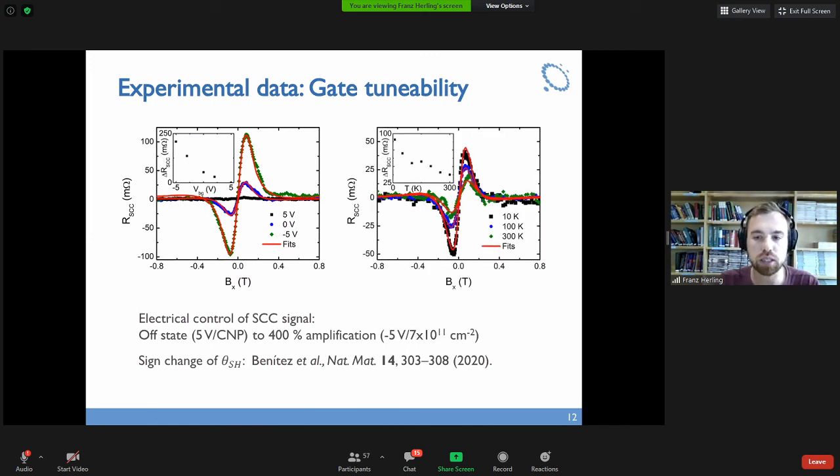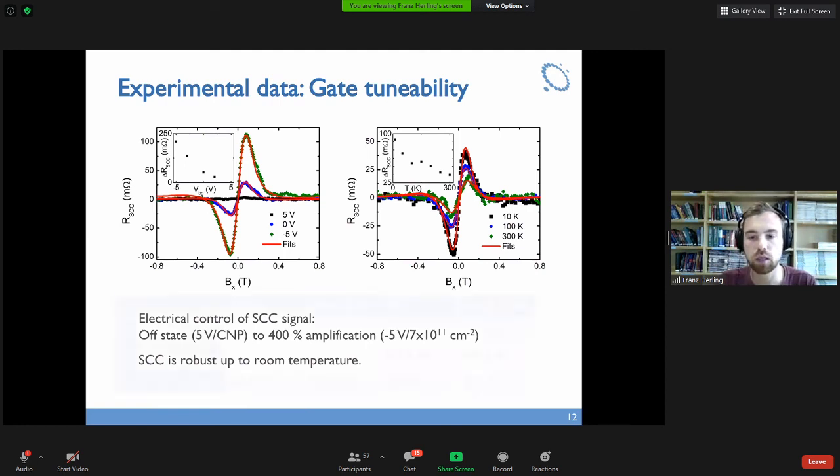What we did in the next step is to measure the spin to charge conversion for different temperatures from 10 to 300K. And what you can clearly see is that the signal increases for low temperatures, but is stable up to room temperature. So we can still measure a quite robust signal at room temperature.